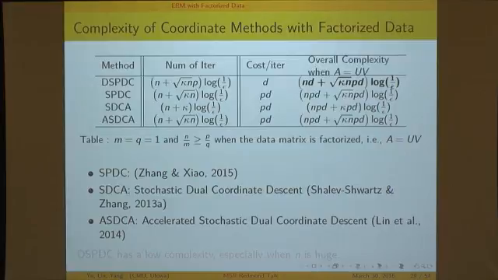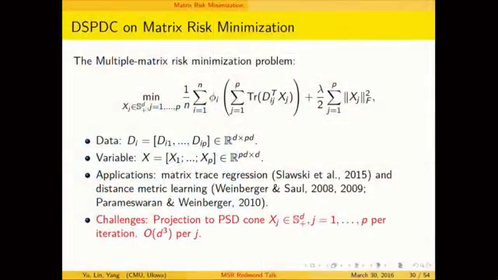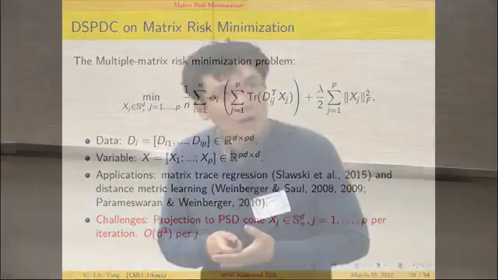Okay. So we can see that for the factorized data scenario, DSPDC indeed is faster than the competing competitor. Now we will talk about the second scenario, which is called matrix risk minimization.